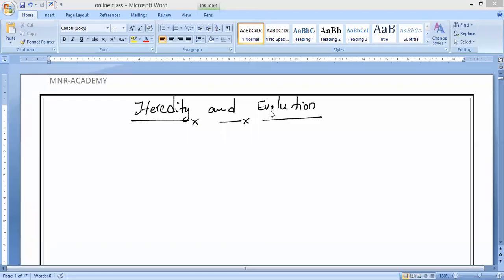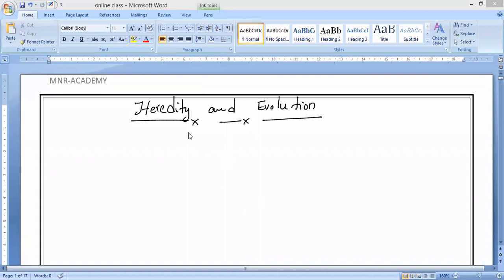So if you'll notice in this chapter, we already discussed a lot of things. Once again, we'll revise and we'll continue from there. First of all, in this chapter, we studied what we mean by heredity. So what is the meaning of heredity? Can anyone say?